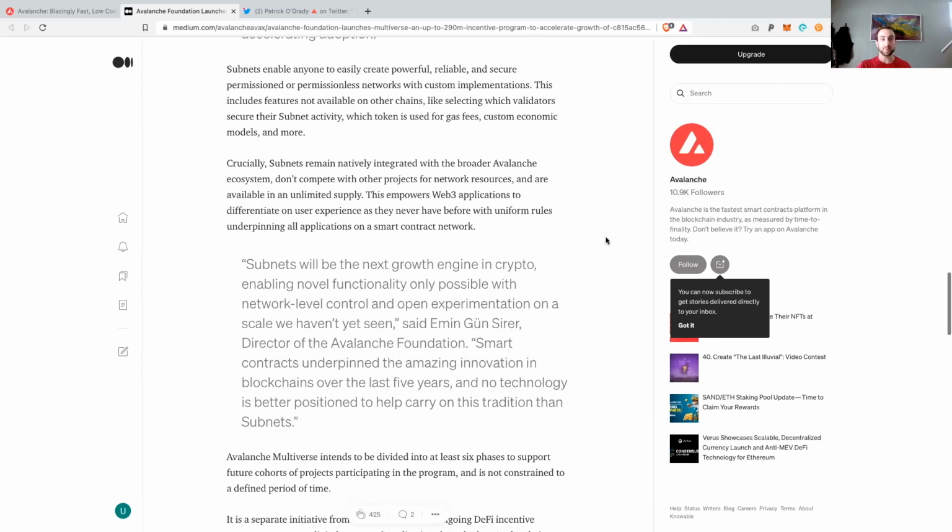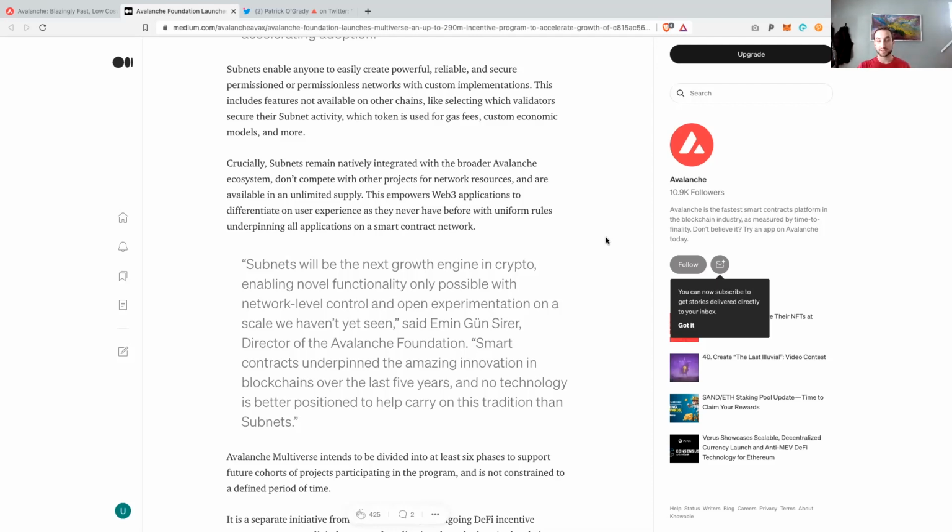From Avalanche, subnets enable anyone to easily create powerful, reliable, and secure permissioned or permissionless networks with custom implementations. This includes features not available on other chains. And when they refer to other chains there, they're talking about their competitors in the layer zero space, especially Polkadot and Cosmos, like selecting which validators secure the subnet activity, which token is used for gas fees, custom economic models, and more. So the reason that Avalanche calls this an internet of subnets, I think it's a good analogy.